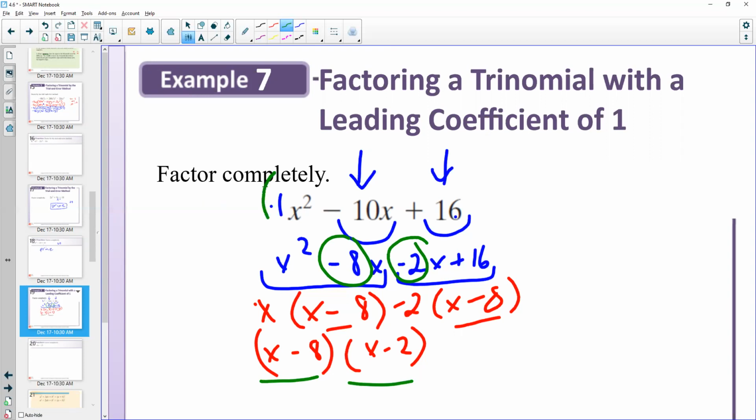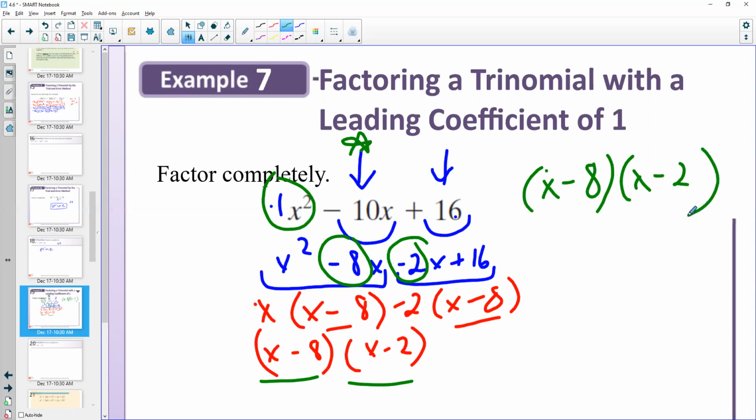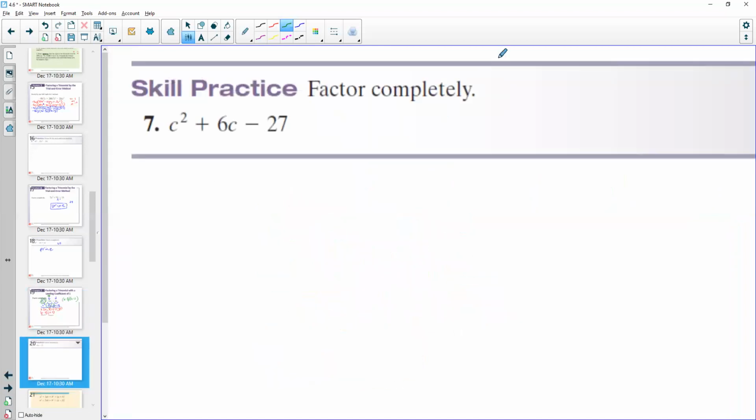So when there is no leading coefficient, the numbers that you're going to use to break up the b term here actually are just the factors. So what I could have done is said, oh, okay, +16, -10, I'm going to use -8 and -2. Those are just my factors. This only works, though, when there is a leading coefficient of 1, when there is no number higher than 1 there. So let's try it again.